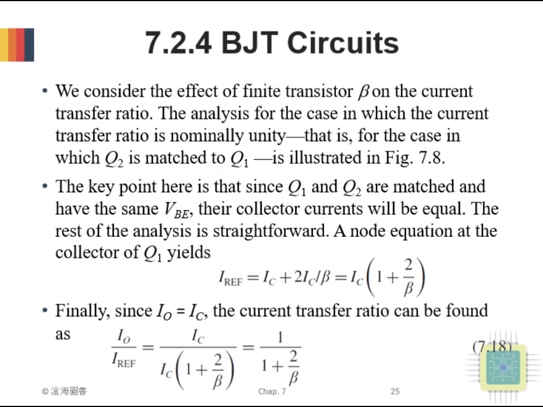We consider the effect of finite transistor beta on the current transfer ratio. The analysis of the case in which the current transfer ratio is nominally unity, that is, the case in which Q2 is matched to Q1, is illustrated in Figure 7.8. The key point here is that since Q1 and Q2 are matched and have the same VB, their collector currents will be equal. The rest of the analysis is straightforward. A node equation at the collector of Q1 yields the following equation. Finally, since IO equals IC, the current transfer ratio can be found as equation 7.18.